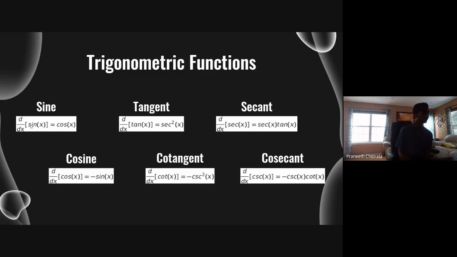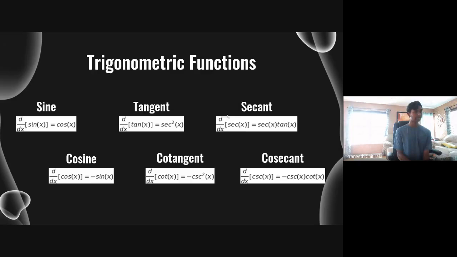The derivative of sine is just cosine. The derivative of cosine is negative sine. The derivative of tangent is secant squared of x. The derivative of cotangent is negative cosecant squared of x. And then the derivative of secant of x is secant of x times tangent of x. The derivative of cosecant of x is negative cosecant of x times cotangent of x.